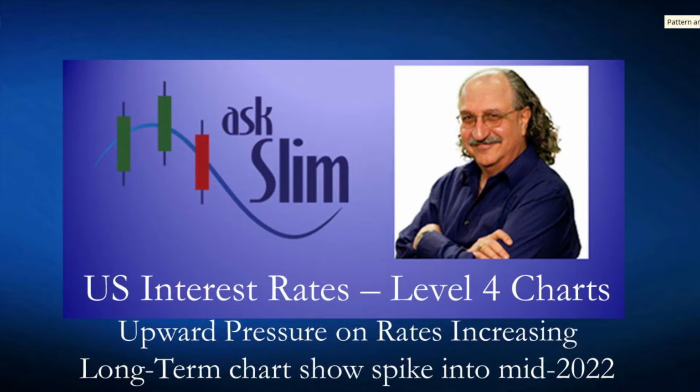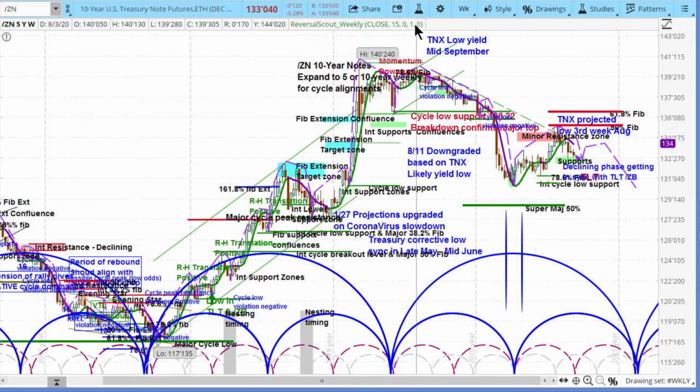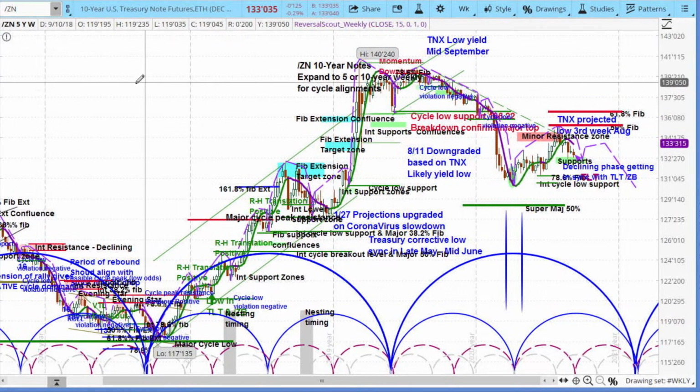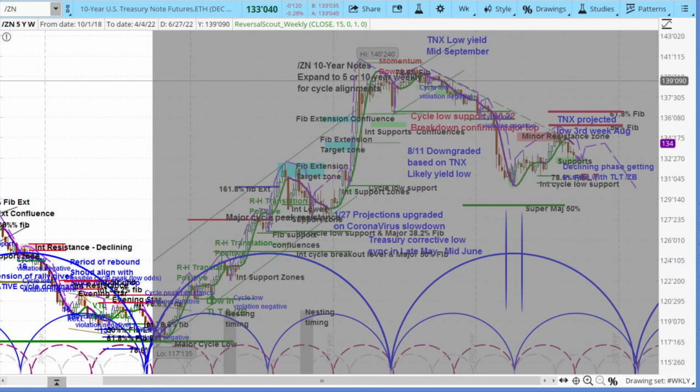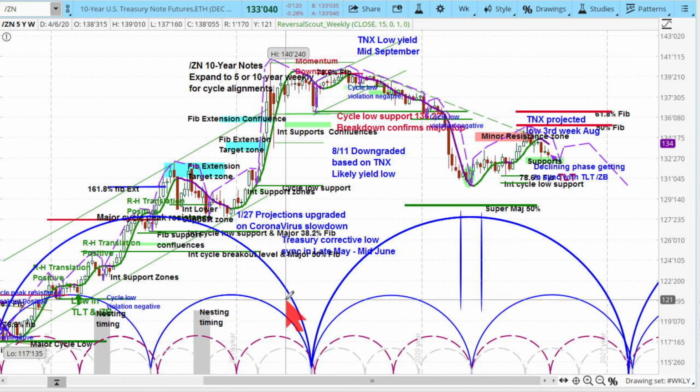Now I want to look at the futures as we look at the same type of charts in the ZNs, and those are going to trade opposite to what we see in the interest rate market that I just showed you. And here is the weekly chart in ZN. So what we're looking at here are just fantastic cycle harmonics that you see right in there. You had a big nesting period coming right in here.